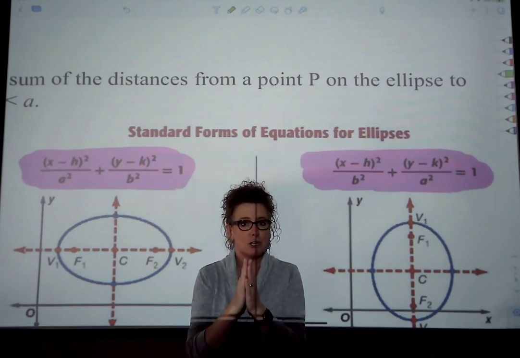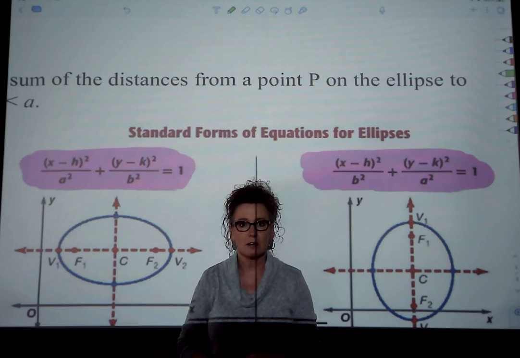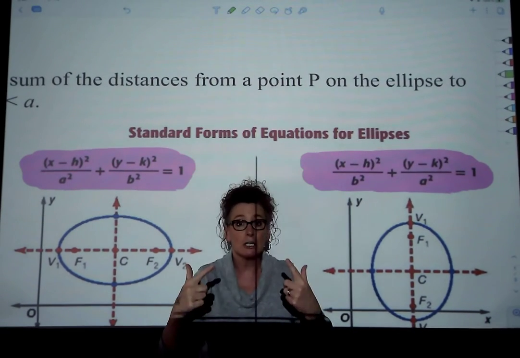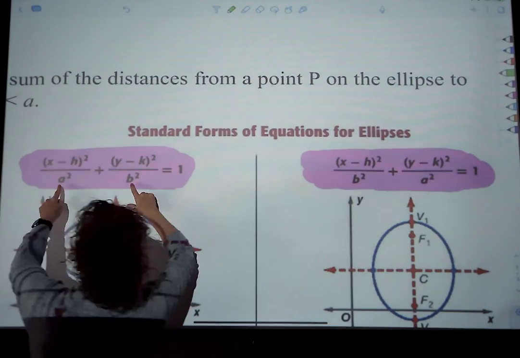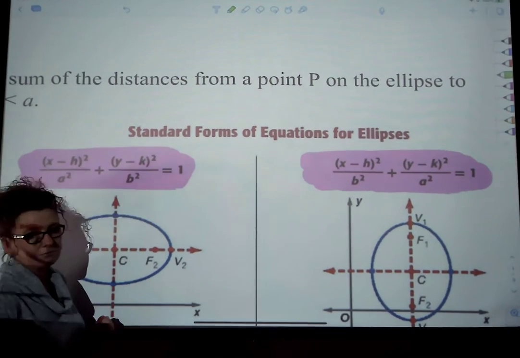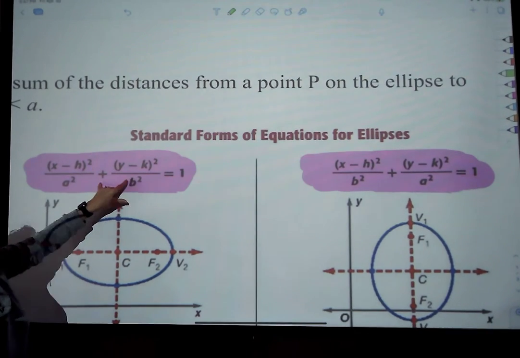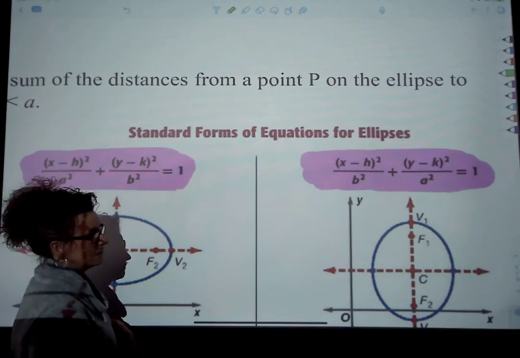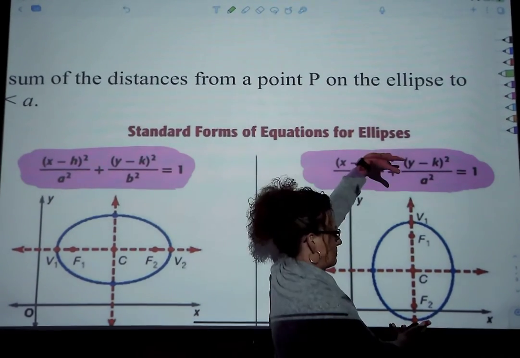However, it's going to be up to you to be able to look at one of these equations and really quickly say, oh, I know what it looks like. I know if it's positioned this way or if it's positioned this way. You have to be able to look at that and tell. And the way that you're going to be able to tell is you're going to check out the denominator. One of these two numbers will be bigger than the other one. If the bigger one is under the x that's being squared, then it's positioned this way. If the bigger of the two is under the y, then it's going to be positioned this way.